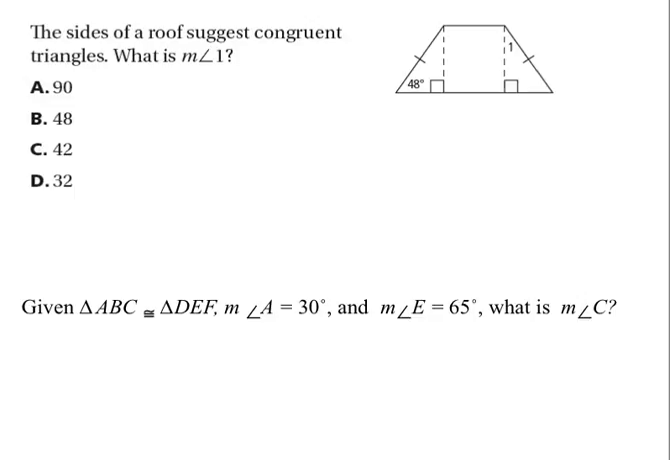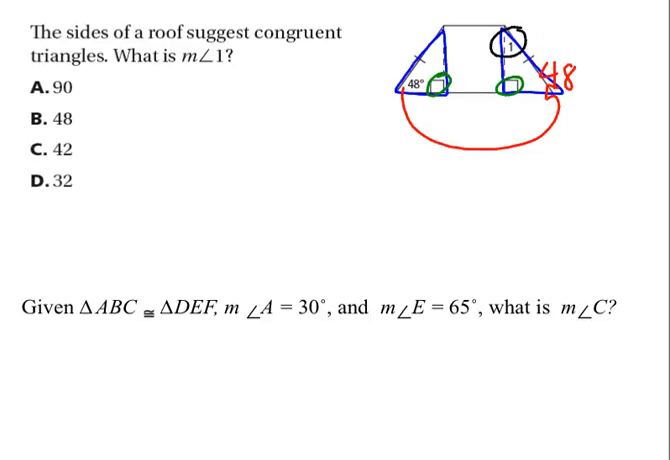The sides of a roof suggest congruent triangles. What is the measure of angle 1? They're saying these two triangles here are congruent. So we know our right angles correspond to each other. This angle and this angle here are the same, so this is 48. Now we can find the measure of angle 1.